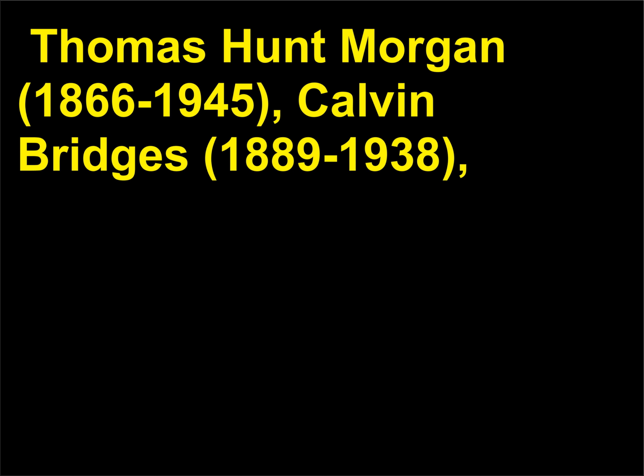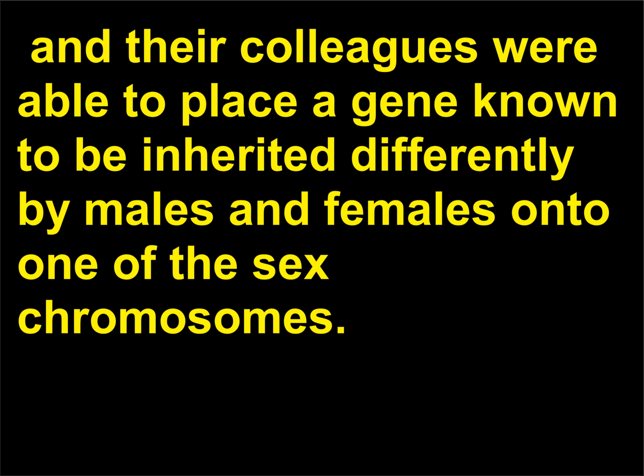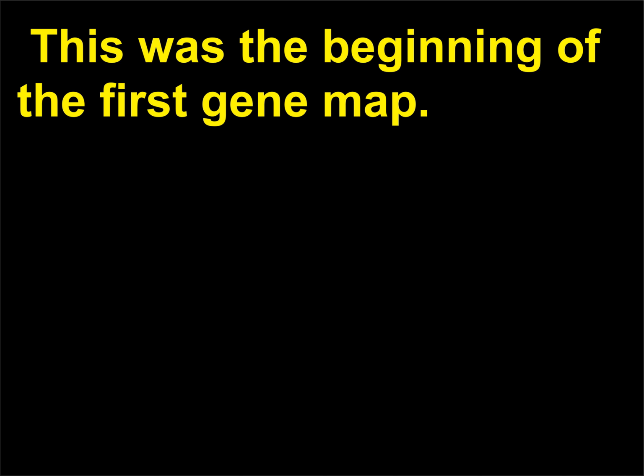Thomas Hunt Morgan, 1866 to 1945, Calvin Bridges, 1889 to 1938, and their colleagues were able to place a gene known to be inherited differently by males and females onto one of the sex chromosomes. This was the beginning of the first gene map.